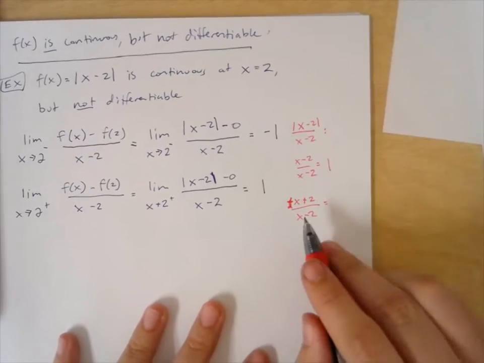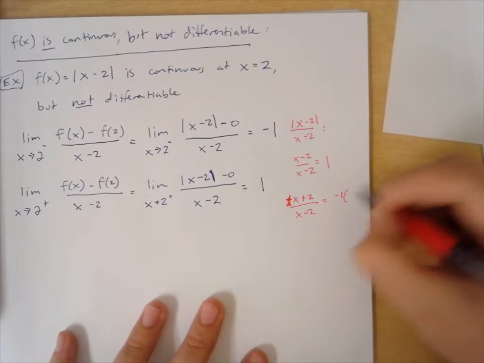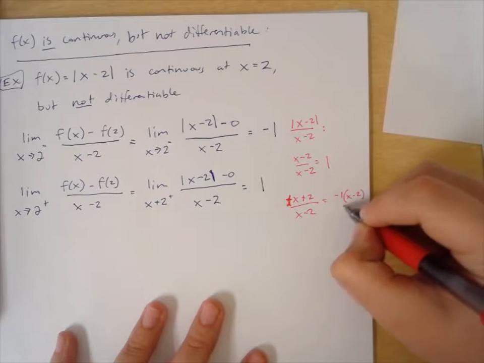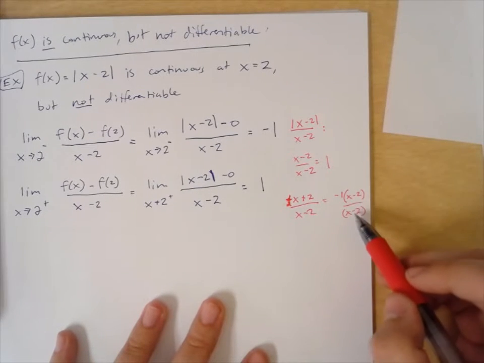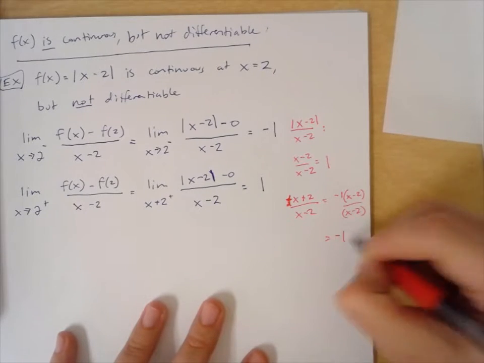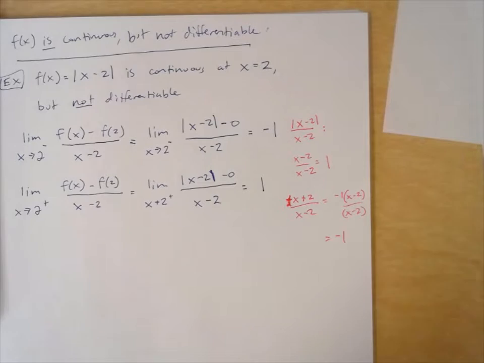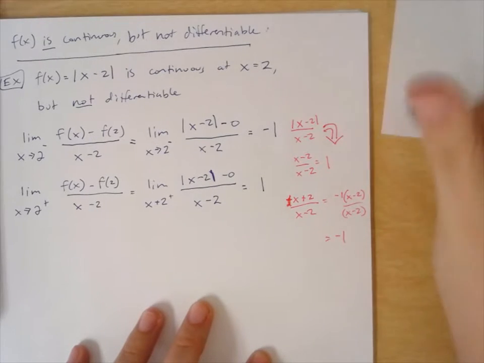And this, what we can do is factor out a -1 from the top, and we have x minus 2 over x minus 2 again. And we know that x minus 2 over x minus 2 is just 1, and if we have -1 times 1, that's how we get negative 1. So remember that, I just kind of like draw an arrow down here.